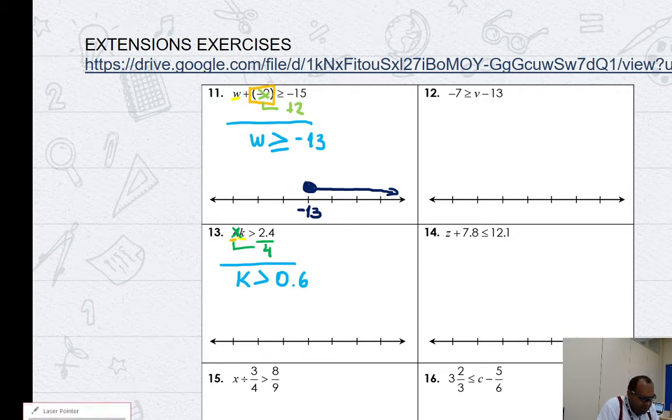And let's graph right now here. 0.6 and greater than. Open circle or closed circle? Open, I don't have a dash. Greater than, okay, let's move to the right, is my arrow. And right now here, guys, number 15, x divided by 3 fourths greater than 8 divided by 9.